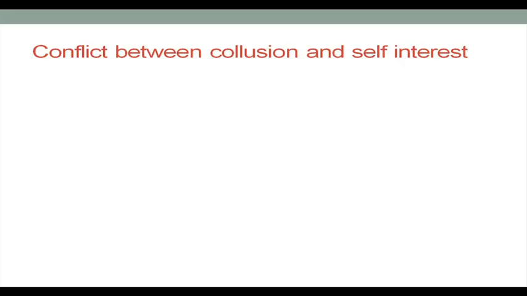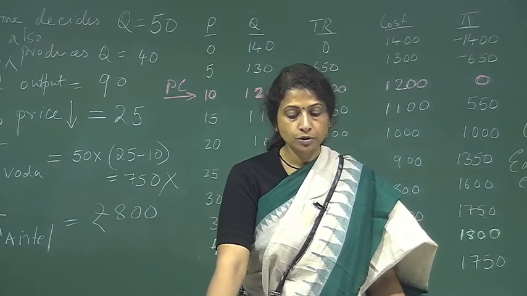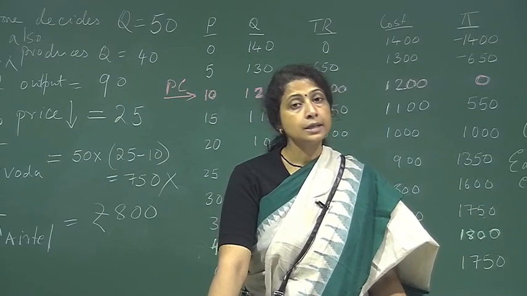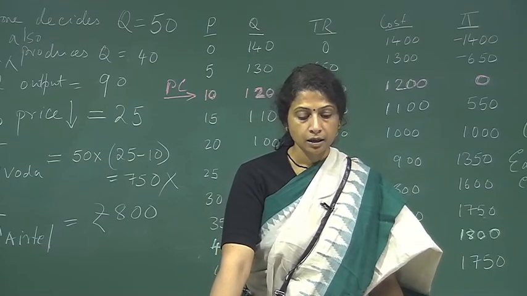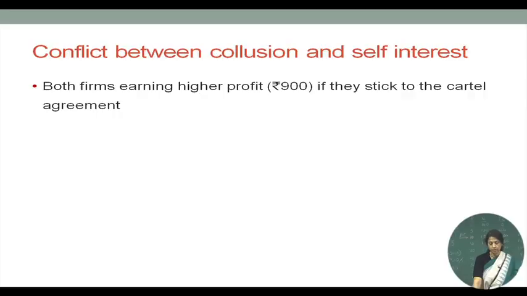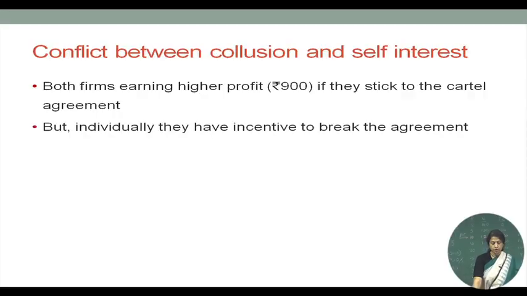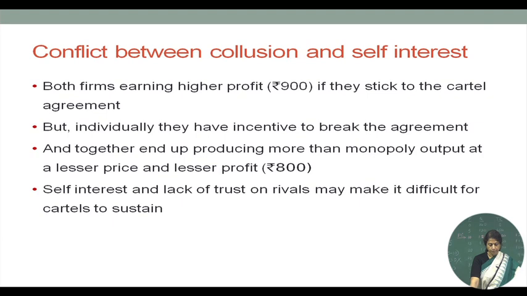So to summarize, there is conflict between collusion and self-interest. Although collusion leads to a higher profit for individual firms, acting on self-interest leads the firms to a situation where they end up getting a profit which is less than the collusion outcome. Both firms would earn higher profits if they stick to the cartel agreement, but individually they have an incentive to break the agreement, and together they end up producing more than the monopoly output at a lesser price and lesser profit.